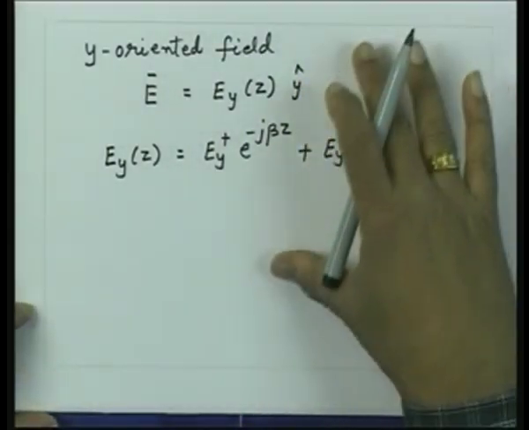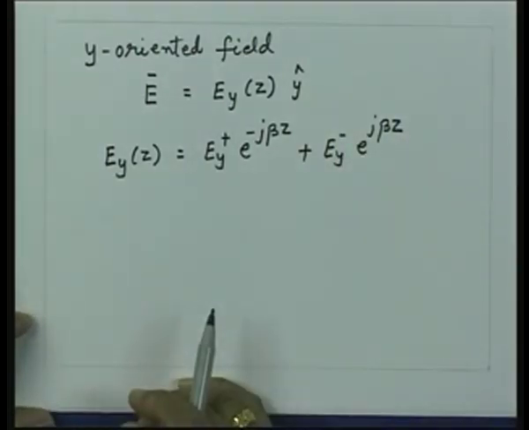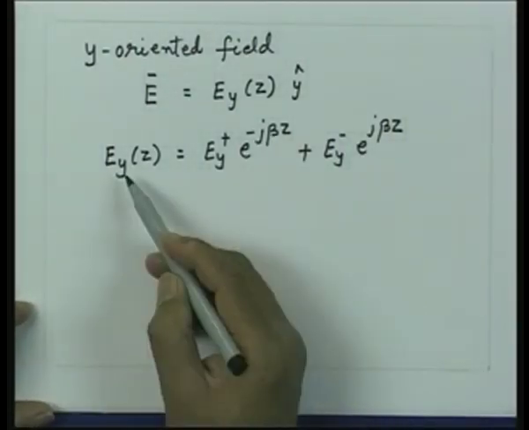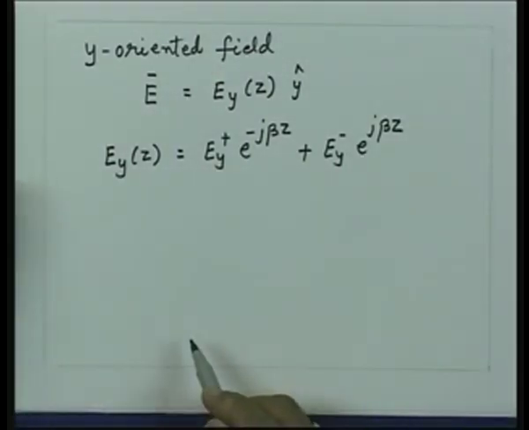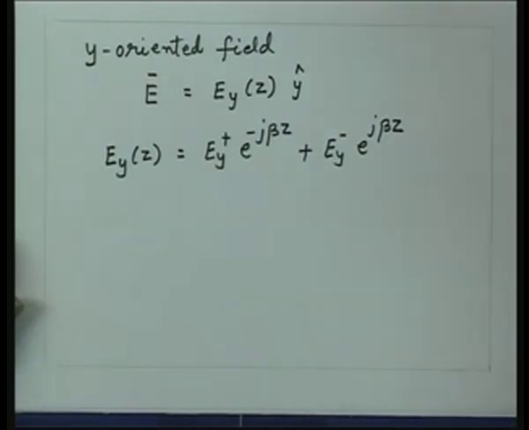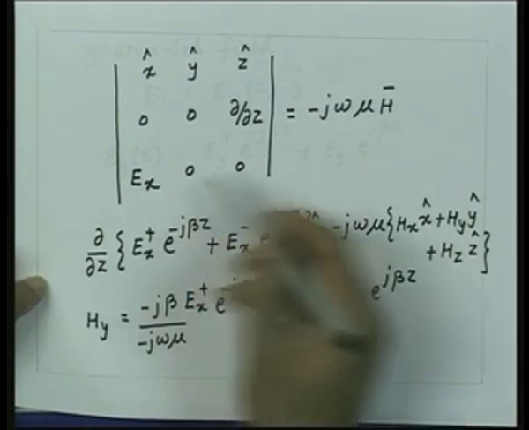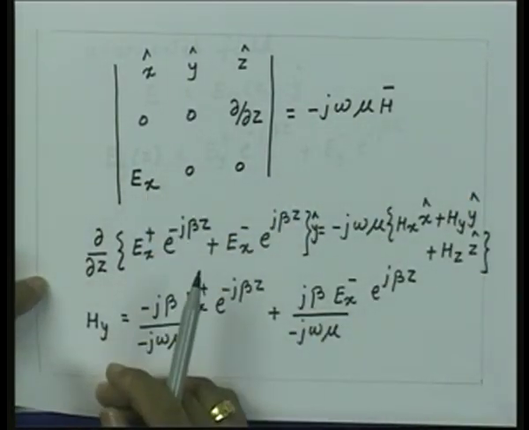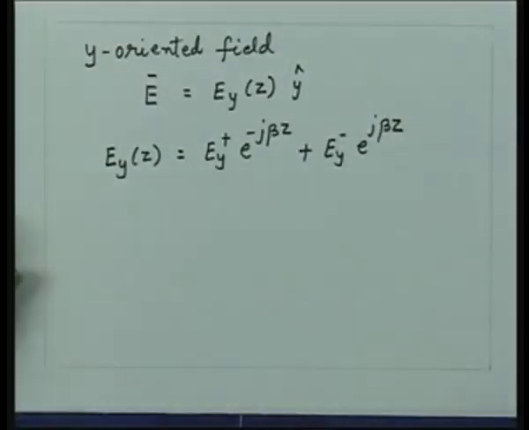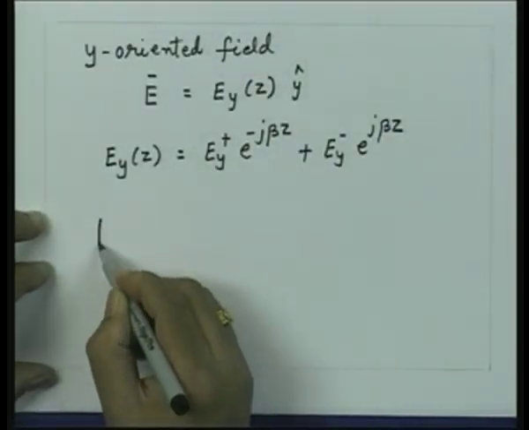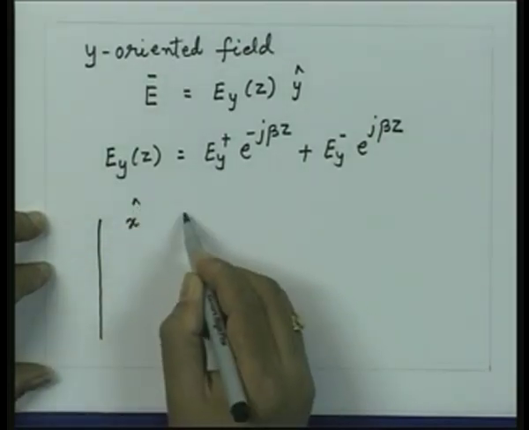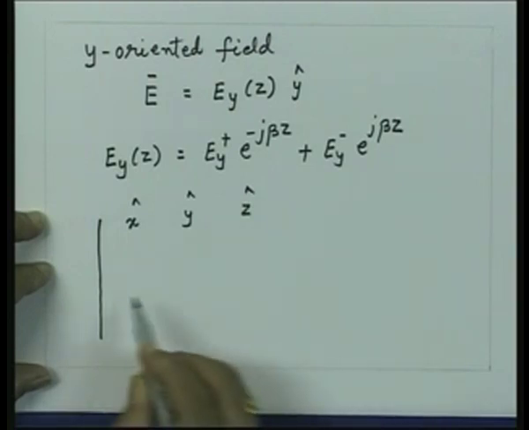Up to this point everything is identical to what we got for the x oriented field. However, when we find out the relationship now for the Ey with the H, now in that curl the x component is 0 and the electric field is now the y component. So, essentially instead of the x component we have to substitute the y component and do the same thing as we did for the x oriented electric field. So, if I substitute now for the y component in that curl equation, I will get here x, y, z.